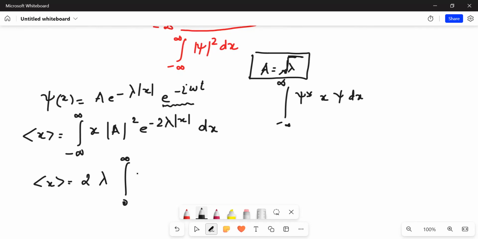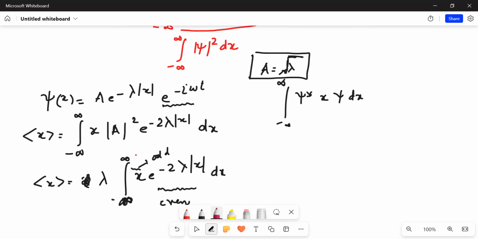And then you have this x into... okay, you could have taken it this way also, minus infinity to plus infinity. You can take this also, minus infinity to plus infinity, x into e to the power minus 2 lambda modulus of x. Just see, this particular thing is an even function, this particular thing is an odd function.